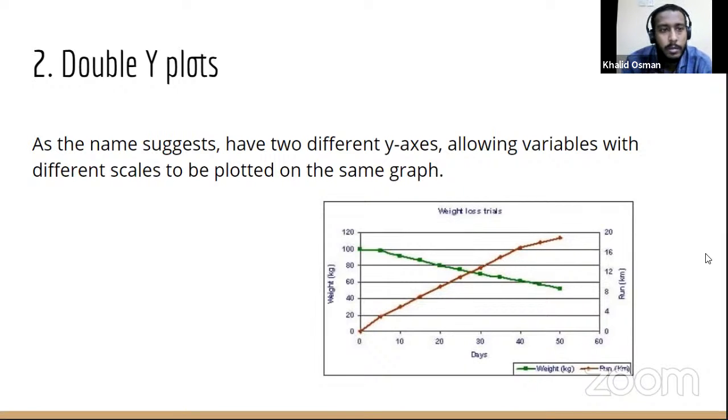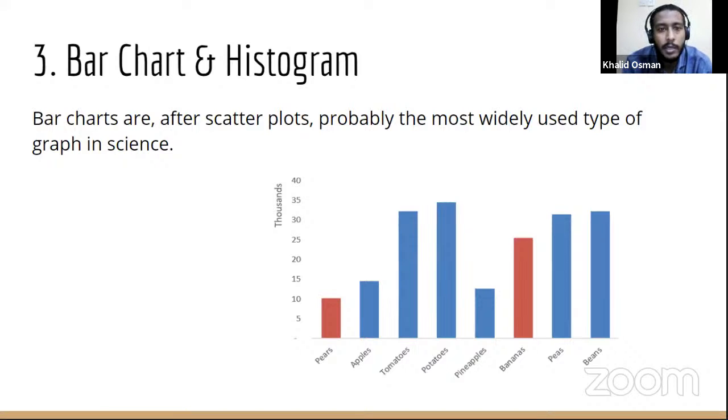The third graph is the bar chart and the histogram. Bar charts are, after the scatter plots, probably the most widely used type of graphing in science. Bar chart and histogram may look similar, but they are actually different. You can see in this example, this is a bar chart, not a histogram. These are different fruits, and they are quantifying their numbers.